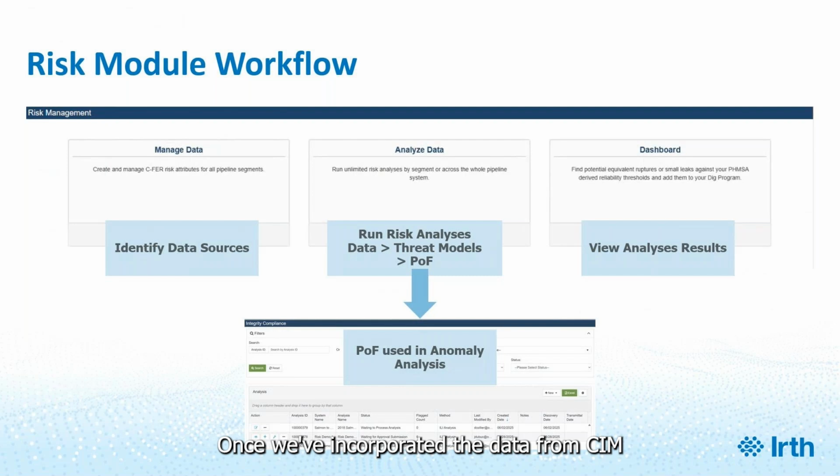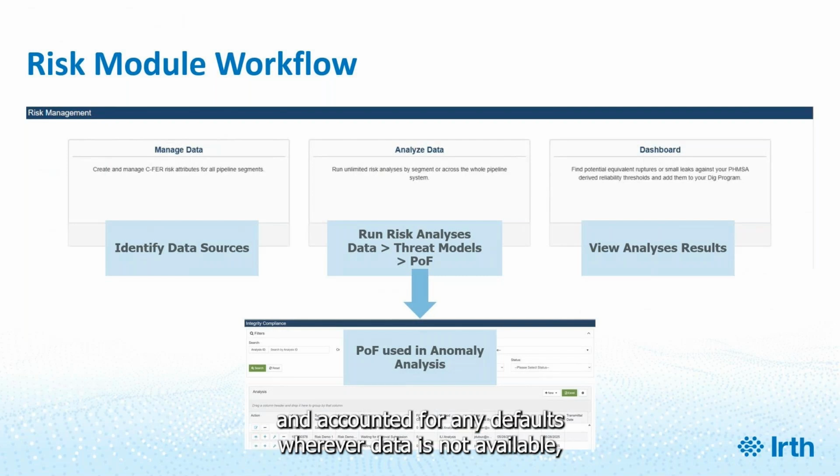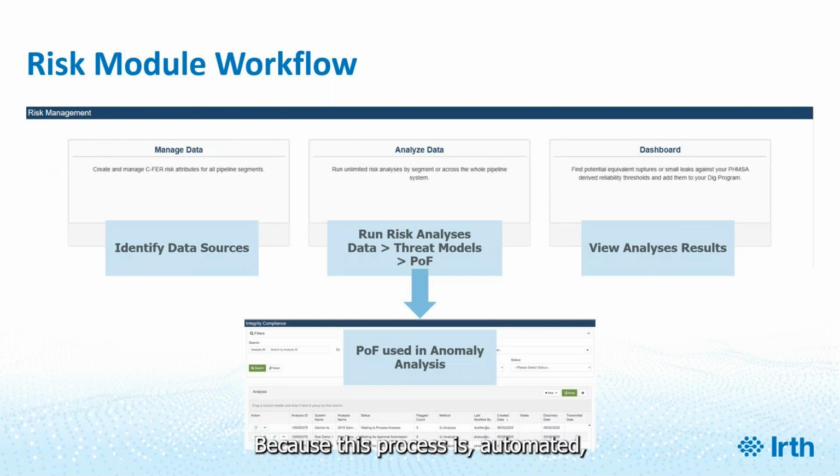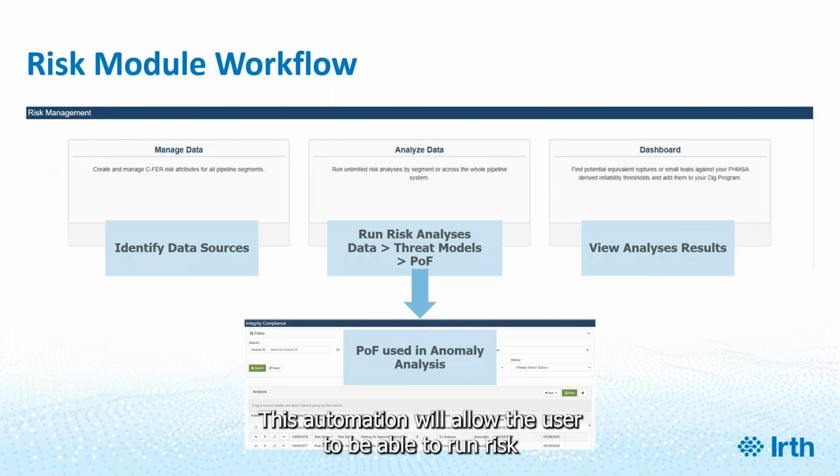Once we've incorporated the data from SIM and accounted for any defaults wherever data is not available, we're able to feed that data into the risk models that are developed by CIFER to run the risk analysis. Because this process is automated, this automation will allow the user to be able to run risk as often as needed, which enables the real-time quality of risk.